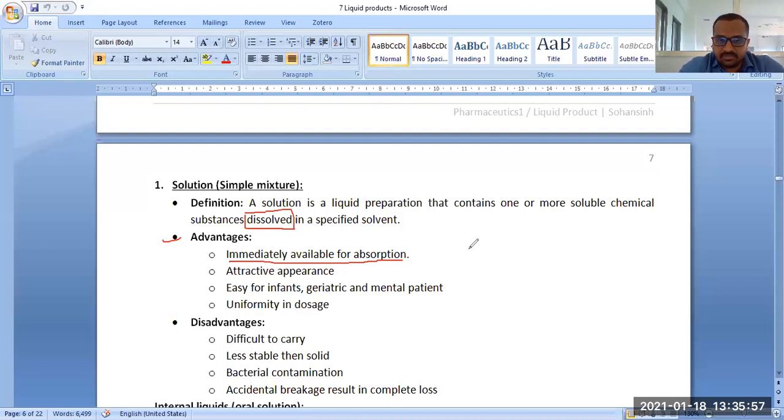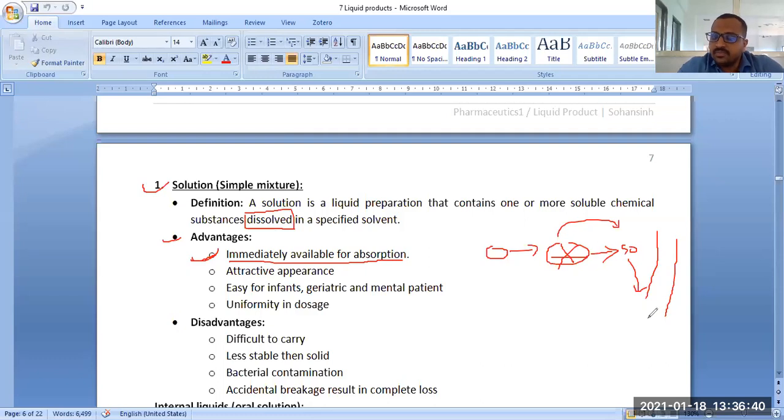For example, a tablet. When you give a tablet orally, first it goes into the stomach. In the stomach, it disintegrates into smaller portions, and then it is solubilized, meaning it is converted into a solution, and that solution is available for absorption. So in a liquid preparation like a solution, and in every monophasic liquid preparation, you must include that advantage: immediately available for absorption. Your preparation is directly available for absorption.